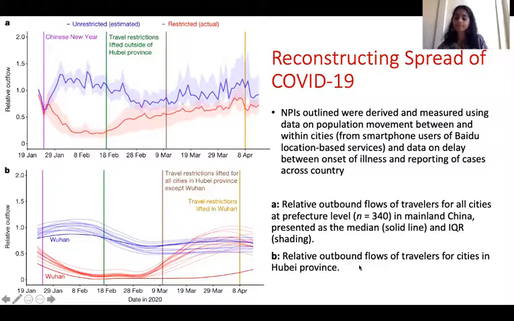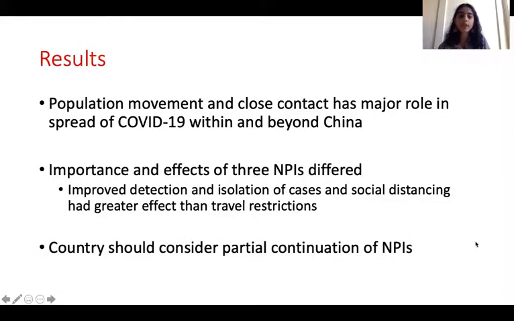So Lai et al.'s results. They look at the population movement and close contact, and they think that these have a major role in spreading COVID-19 within and beyond China. They found that the importance and the effects of their 3 NPIs differed. So improved detection and isolation of cases and social distancing measures had a greater effect than did travel restrictions. And they find that the country should consider partial continuation of these NPIs.